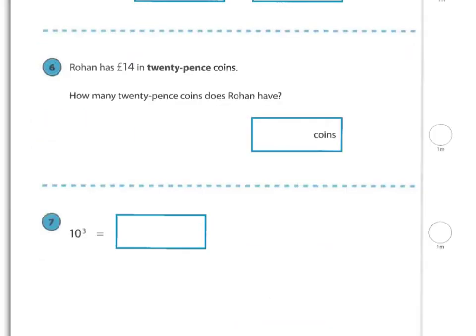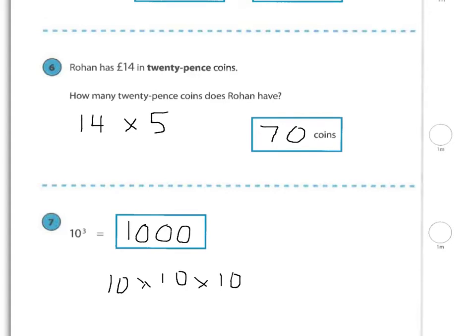Question 6. Rohan has £14 in 20 pence coins. How many 20 pence coins does Rohan have? Well, in every pound there are 5 20 pence coins. So this would be a case of 14 times 5. I would do 5 4s and then 5 10s. 5 4s are 20, 5 10s are 50. That gives me 70 coins altogether. Question 7. 10 cubed. Well, this means 10 times 10 times 10, which gives me a grand total of 1000.